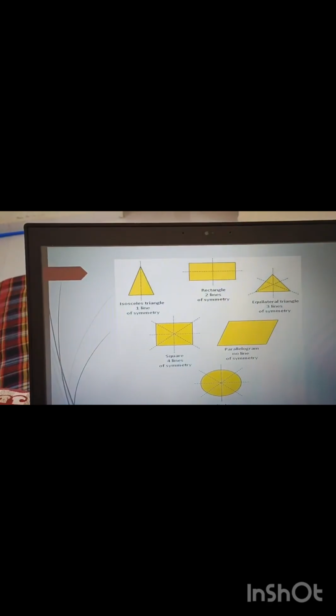So you can get two lines here. See, can you see the two lines here? I got two lines, 1 and 2. So this is nothing but two lines of symmetry.